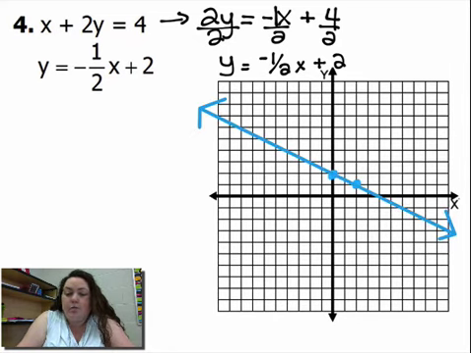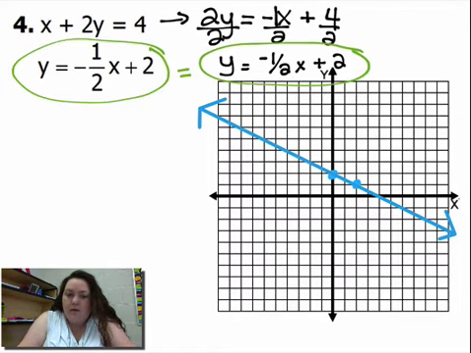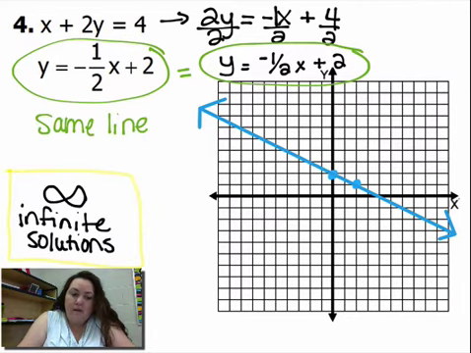So I'm going to go to 2 on my y-intercept, and then I'm going to go down 1 over 2, make my line. If you notice, both of these are the exact same equation, y equals negative 1/2 x plus 2. So this is going to be the same line, and I'm going to have infinitely many solutions.